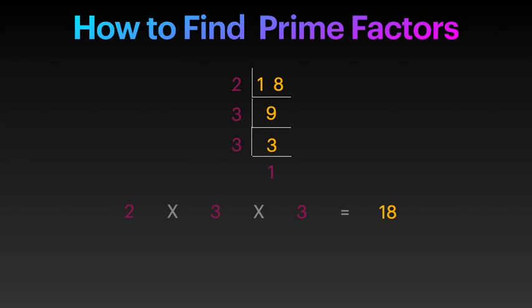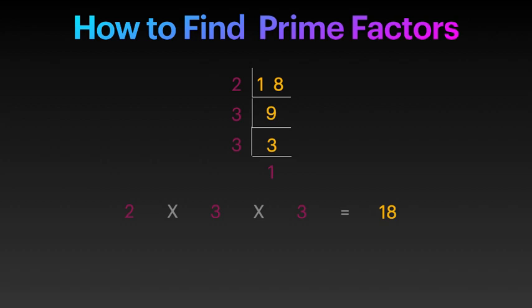Now we take the smallest prime number. As you can understand, the smallest prime number is 2. Now what we are doing is checking if 18 is divisible by 2, that means without a remainder. Because 18 is divisible by 2, we note down 2 right here. Then we do the short division.